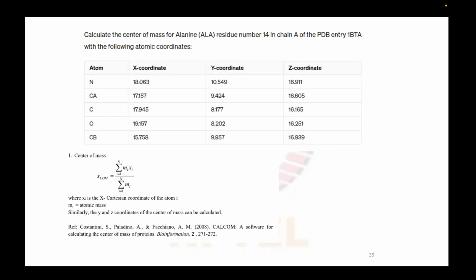So here I have given a center of mass question for alanine. I have given the x, y and z coordinates. So can you calculate the center of mass? The formula for the x coordinate has been given.